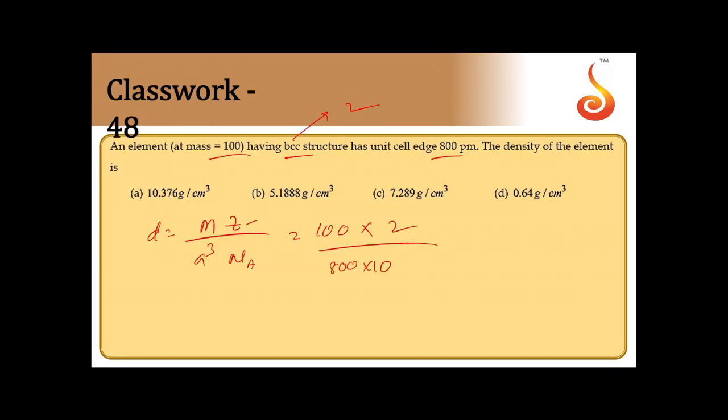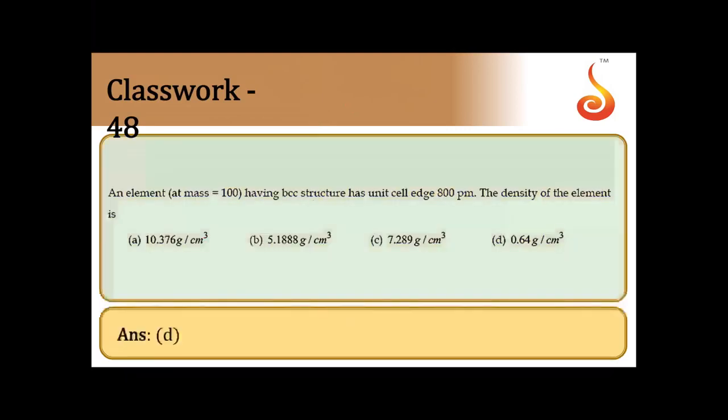I am converting this, taking the cube of this, into Avogadro's number. So finally, after simplification, you are going to get 0.65, so nearly it is 0.64. Answer option D. So the formula is direct substitution, M Z by a cube Na. Z is the number of atoms per unit cell, given as BCC, so Z is 2. Molar mass is given as 100. Edge length is given as 800. We have converted the appropriate units there. So 48 is option D.